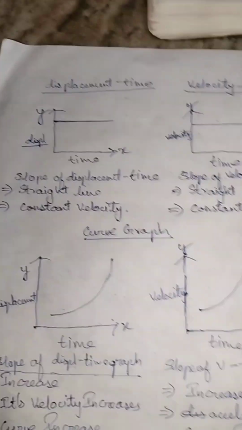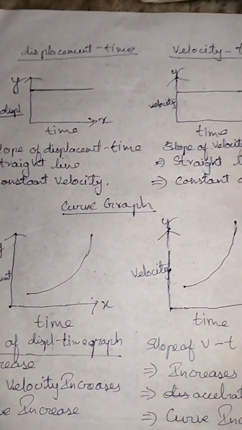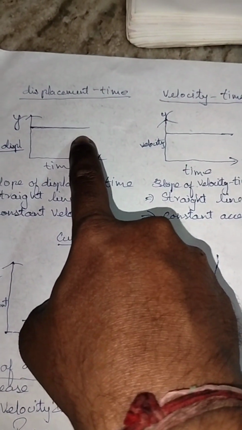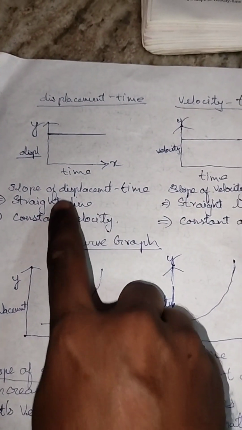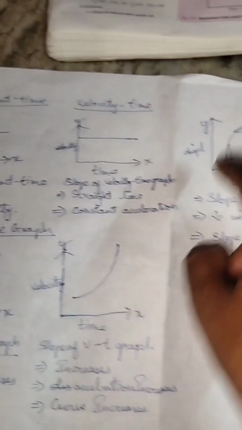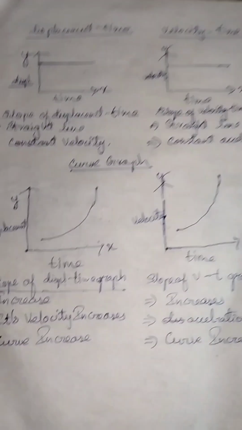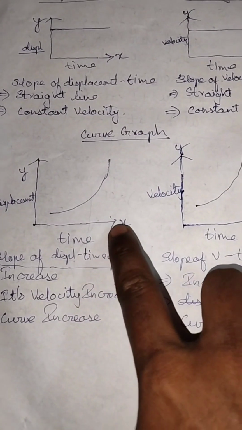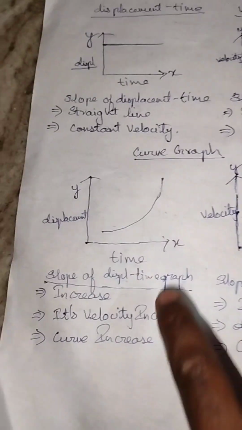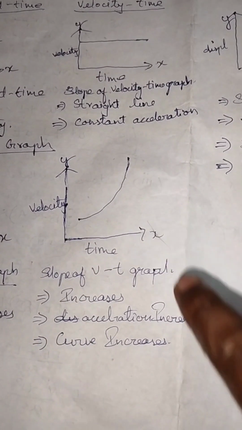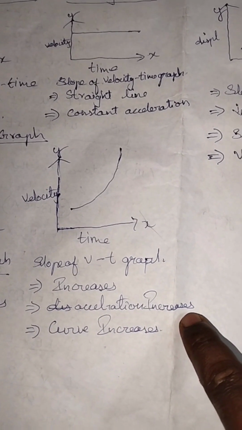So we can quickly review all the points which we have discussed today. Displacement time graph, it is a straight line, so the slope is constant velocity. Then the velocity time graph, it is a constant acceleration. If the curve is an increasing curve, with the passage of time it increases, that means velocity increases. In the velocity time graph, acceleration increases.